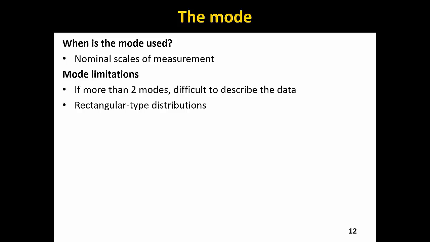There are some distributions that have a more rectangular shape, and in this case, there may be many modes, many occurrences of a wide range of different scores. In that situation, the mode becomes very limited in describing that distribution. Furthermore, skewed distributions make it quite difficult to use the mode as well.